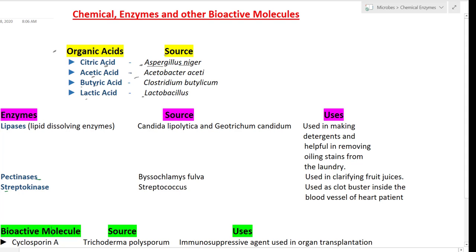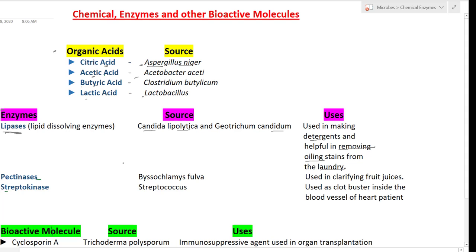We have to learn these names for exams. These are important organic acids, and these are the different enzymes which we get from the microbes and their uses. The first enzyme is lipase. Lipase means lipid dissolving enzymes. So these are lipid dissolving enzymes, and the microbes from which we get them are Candida lipolytica and Geotrichum candidum. We use them in the detergent industry. In making detergents we use lipases, and these are helpful in removing stains from the laundry.